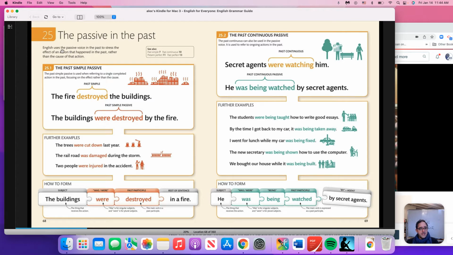Passive in the past. English uses the passive voice in the past to stress the effect of an action that happened in the past rather than the cause. That's what passive does. I was watched by the spy, the jasus. I was watched by the spy. So I could say I was watched yesterday. So I don't know who did it, but I know someone watched me. Okay, that's passive. Simple passive is used when there's something completed in the past, and we're focusing on the effect. So it's done in the past.